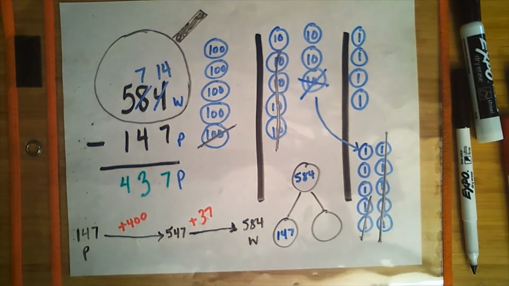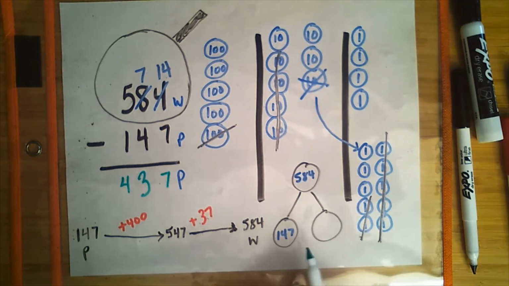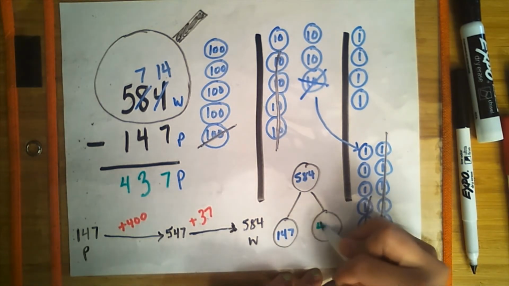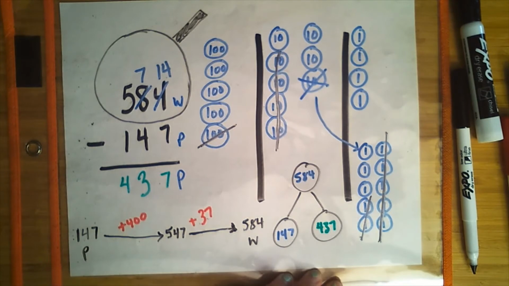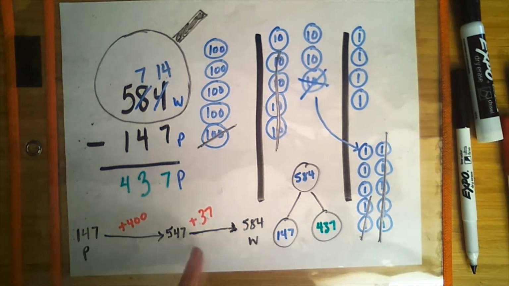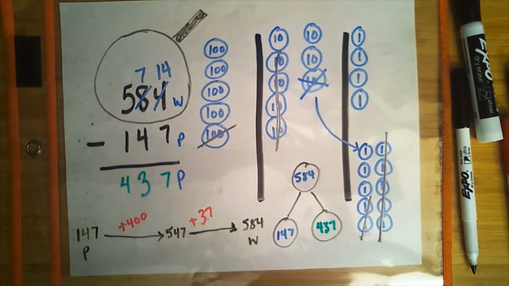My number bond will also reflect that, with the whole being 584, the given part being 147, and then the missing part being 437. So given part, missing part, the whole, that's correct. Our jumps, or our addition practice with the arrow way, reflected the same missing part that we did when we subtracted using place value discs.